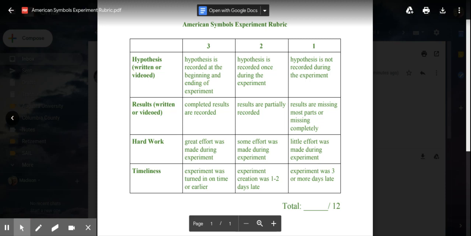The green one is your American Symbols Experiment rubric. So you'll see a couple of these, and if you want to do that, that's fine. But you will use the green rubric. So the word experiment is right here, so keep an eye out for it to know you're doing an experiment.